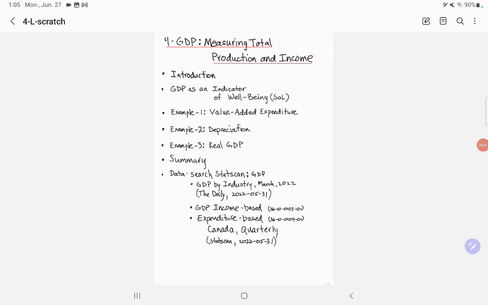Okay, this week we'll talk about indicators. Indicators. If you're going to make a model, you have to measure something. You need data.